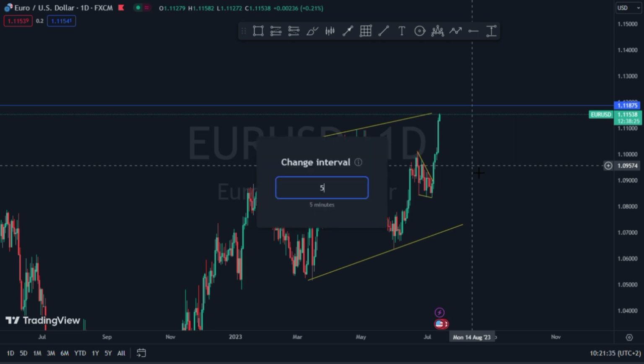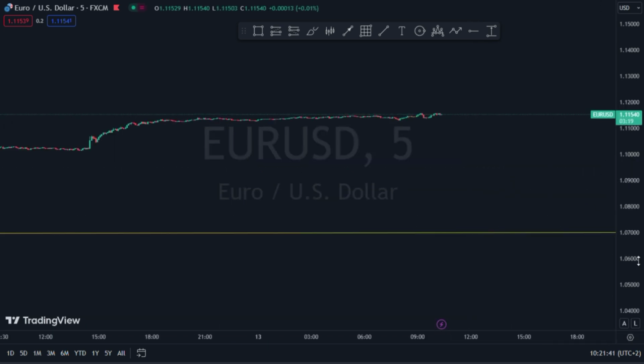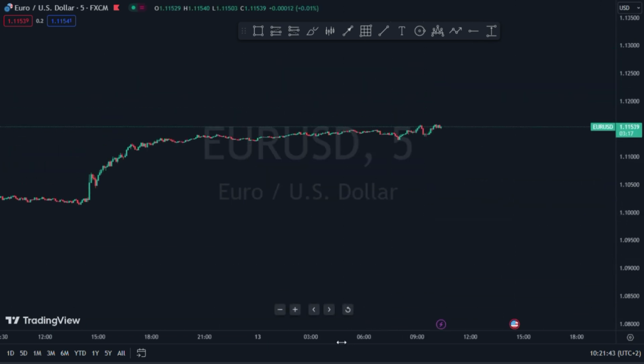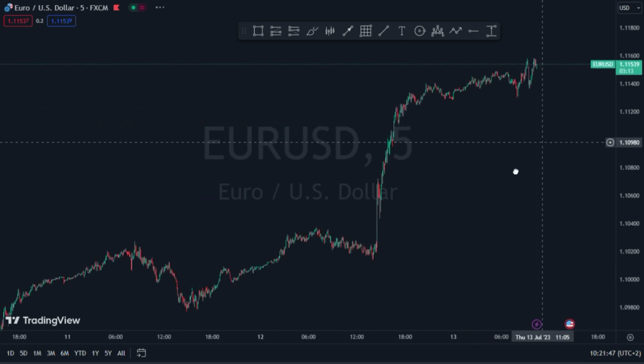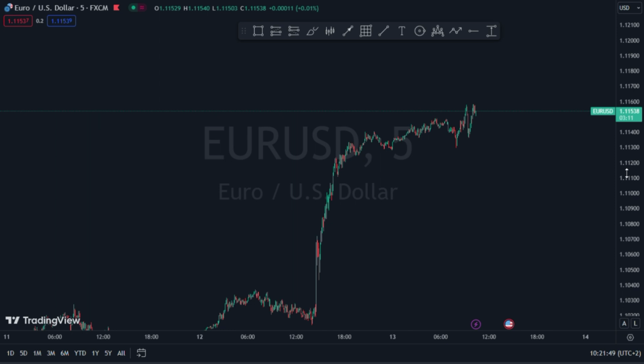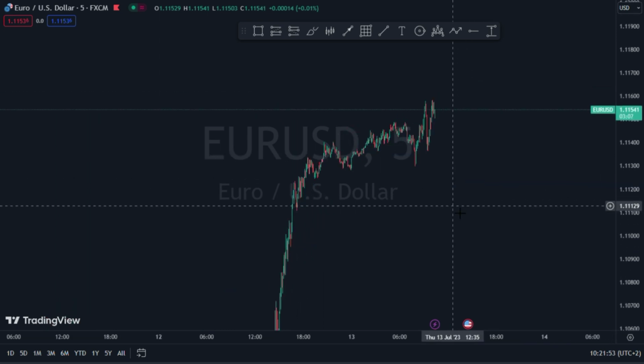So if I can just go to the 5 minutes time frame, that is where I'm gonna look for the continuation pattern moving to the downside. I'm gonna show you quickly what I'm gonna be looking for when I look at this 5 minutes time frame.